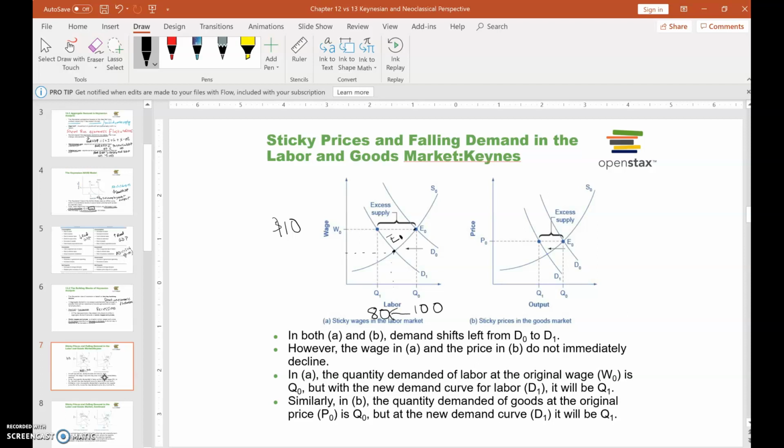Now if I look at the market for goods here, I'm just going to keep the price $10 again for convenience. Same thing happens, the demand is going to go down from D0 to D1. Instead of the prices going down, the prices are fixed at $10. The quantity of output is going to go down. That means when the quantity of output is down, we say we have a fall in real gross domestic product.